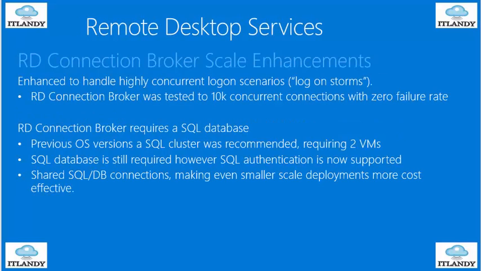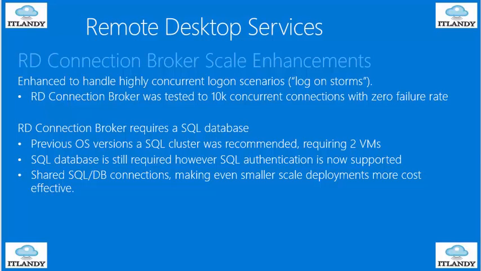Next is the RD Connection Broker scale enhancement, enhanced to handle highly concurrent logon or session scenarios. The Connection Broker was tested with 10K concurrent connections with zero failure rate. RD Connection Broker requires a SQL database. In previous OS versions, a SQL cluster with 2 VMs was recommended. A SQL database is still required, however, SQL authentication is now supported. Shared SQL DB connection makes even smaller scale deployments more cost effective.